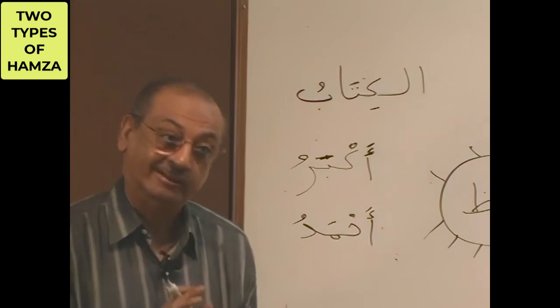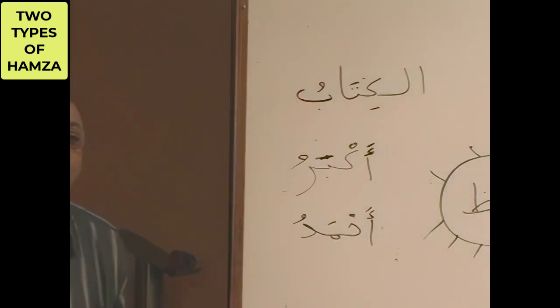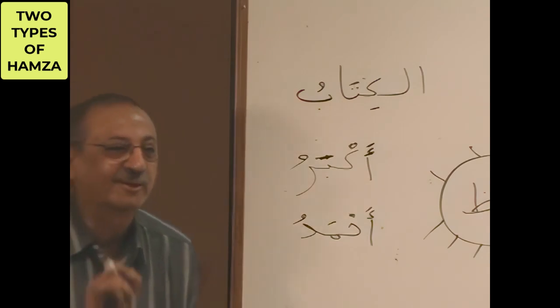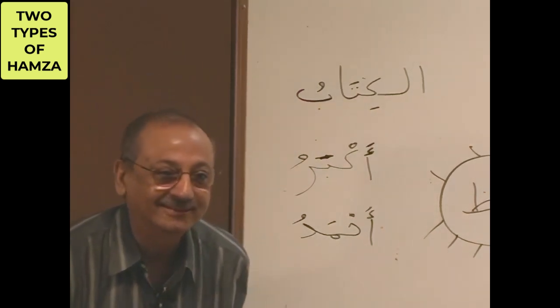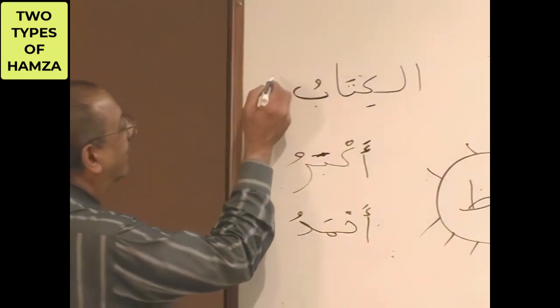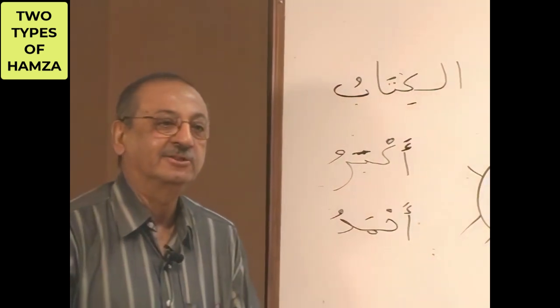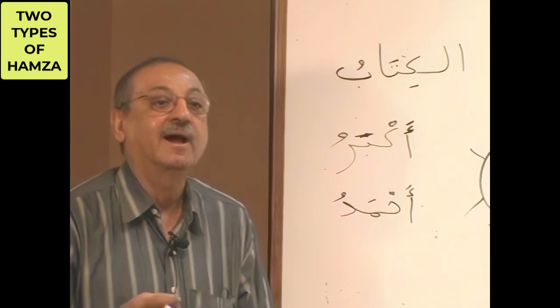But Hamzatul Wasal, Brother Hassan, will only be pronounced if the sentence begins with it. Otherwise, you will not pronounce it. Are you with me, brother? If I say Al-Kitabu and then write down Jadidun, the sentence begins with Al-Kitabu.